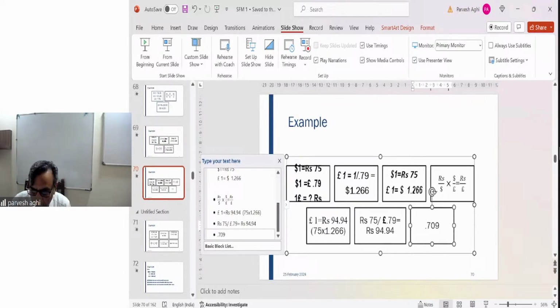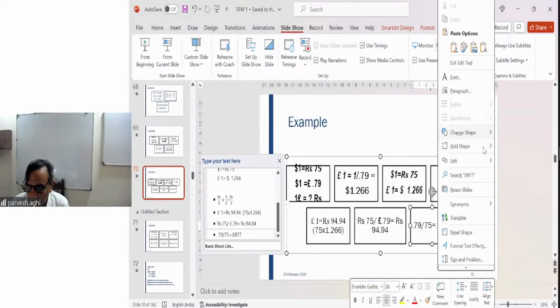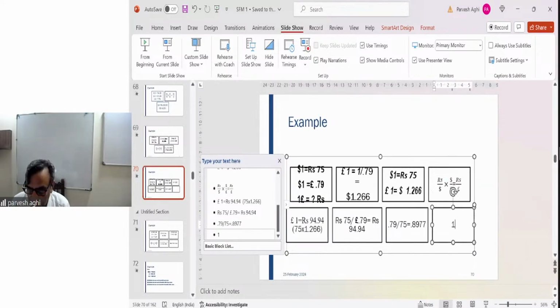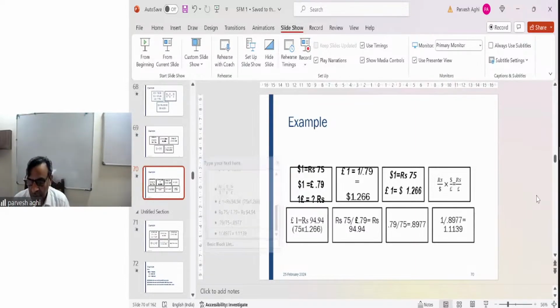0.79. Okay. 0.79 and I divide it by 75. Suppose you have done this thing. So what you will get basically is 0.8977. Okay. So the answer is not correct. So what you do is you do the reciprocal of the same back. So 1 divided by 0.8977. So you get 1.1139. Okay. So you achieve the same answer by doing this also.